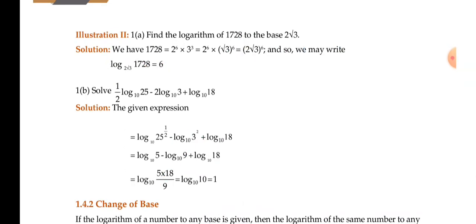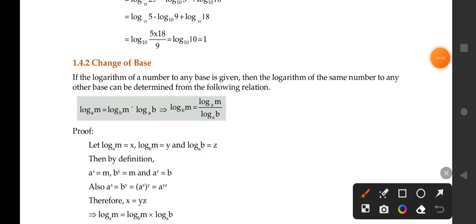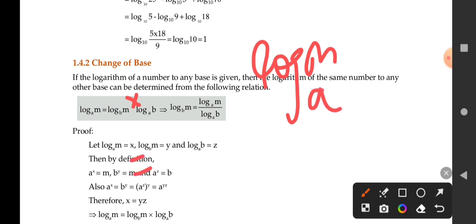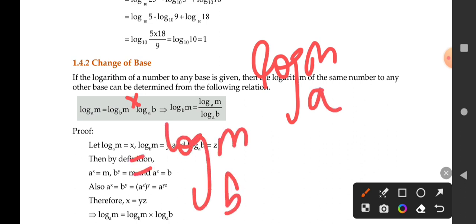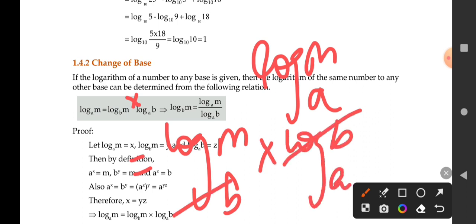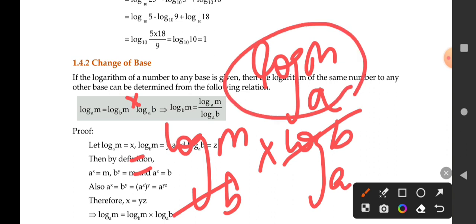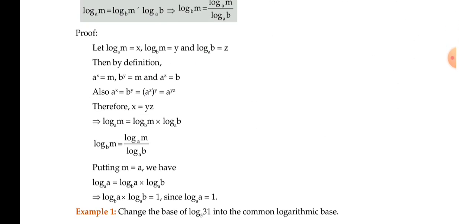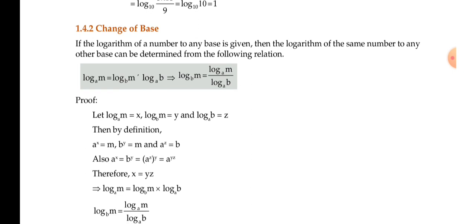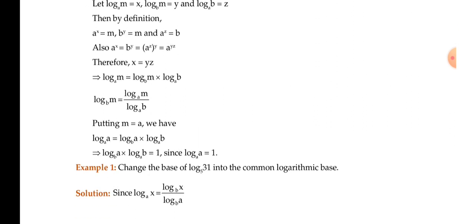Next, change of base. Again, this should be multiplication. So we have seen log m to the base a is equal to log m to the base b into log b to the base a. This gets cancelled and hence it is equal to this. Or you can divide in this form as well. These laws and the change of base property will be helpful to solve the log questions in the exam.